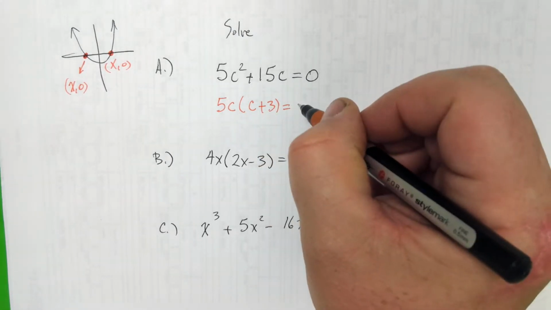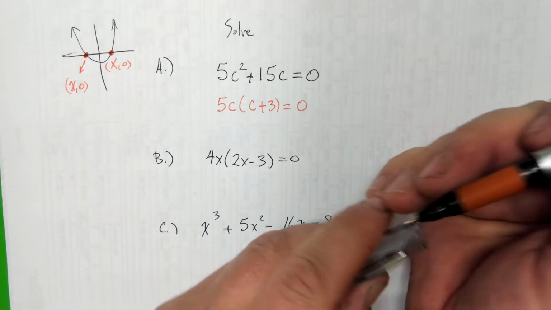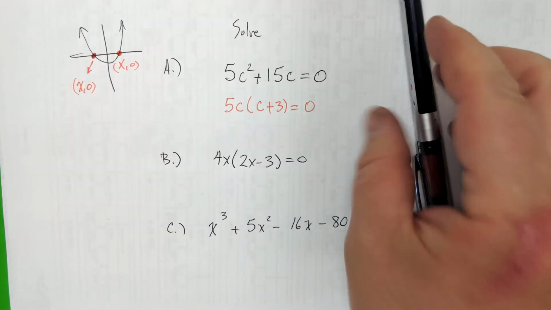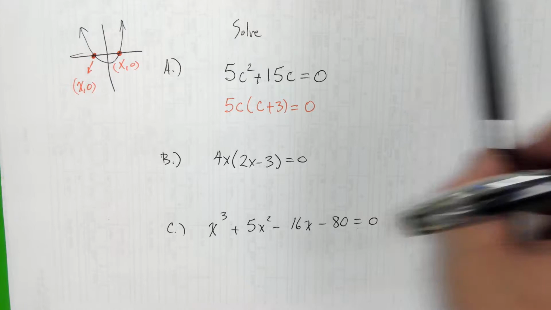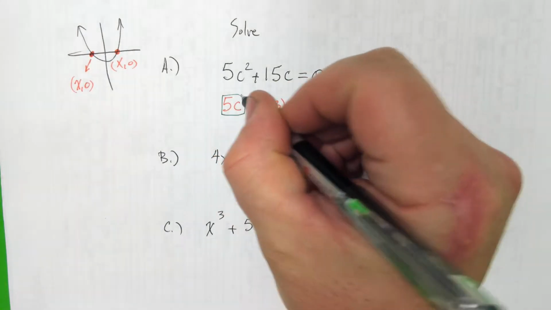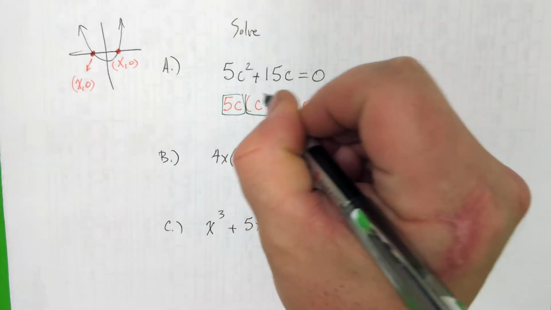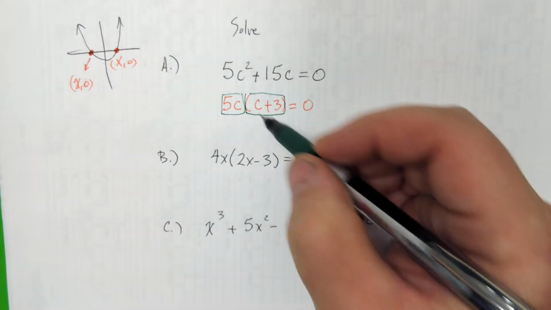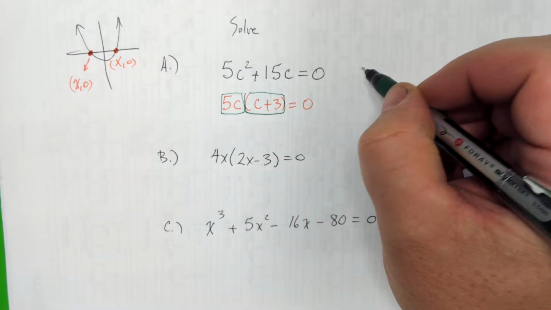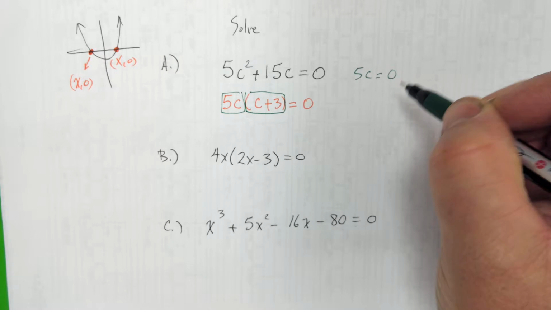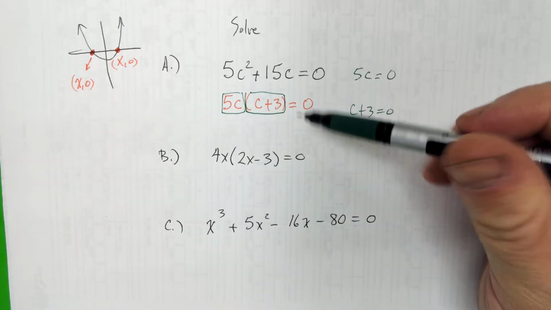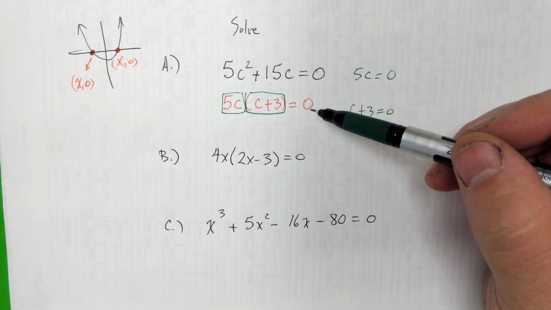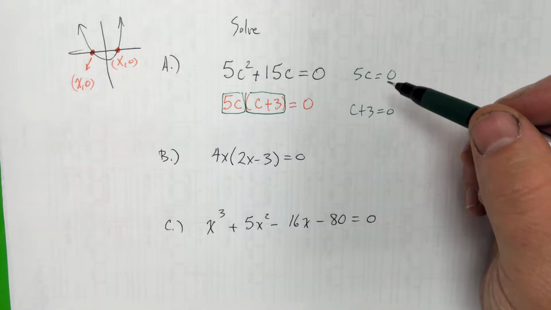Is that good so far? So far, so good. Okay. Now, there's two factors. There's two things multiplying. This isn't two numbers. That's one number, and this is another number. So it's one number times another number. They're multiplying and equals 0. So either 5c equals 0 or c plus 3 equals 0, because if you multiply two things and the answer is 0, one of them has to be 0, right?